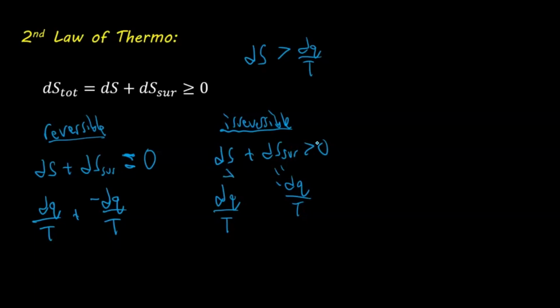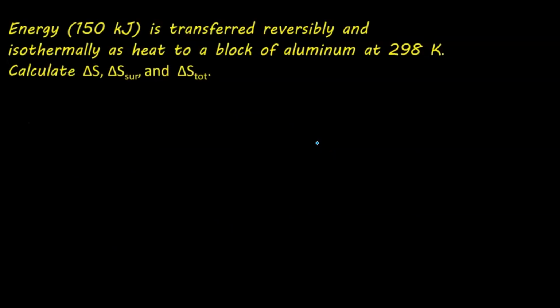All right, so we got 3 equations in our tool belt to calculate entropy. There's going to be many more. Here's a practice question right here. And we have energy, 150 kilojoules, is transferred reversibly and isothermally. So let's stop here for a minute. So isothermally means T equals constant.